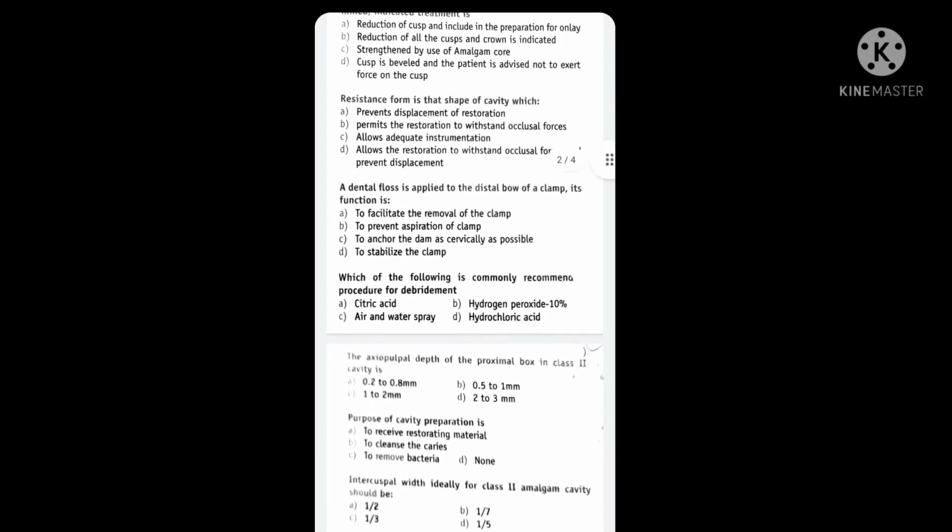When removing a rubber dam, the first step is to remove the clamp, release the holder, apply a water lubricant, cut the interseptal rubber with scissors. The correct answer is option D, cut the interseptal rubber with scissors.